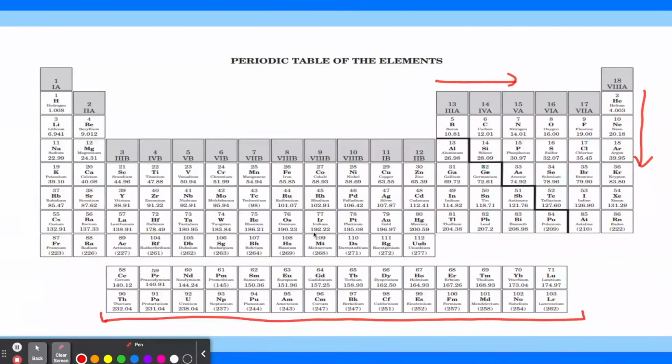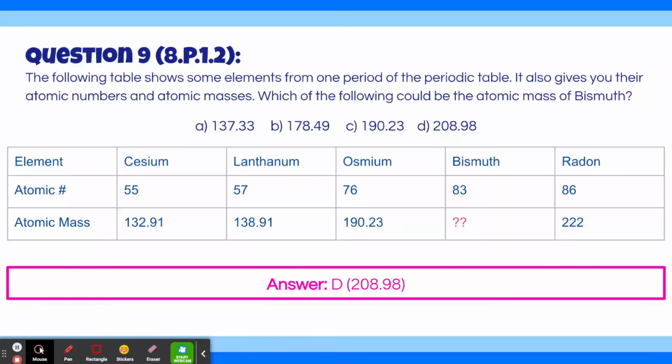The most common pattern is that atomic number, aka the number of protons, increases as we go from left to right across a period or top to bottom in a group. Because of this, we know that the elements in the table are in a left to right order because their atomic number is increasing. So it goes from 55 all the way to 86. There are many other left to right and top to bottom patterns in periods and groups.